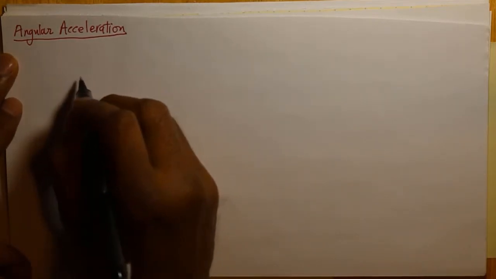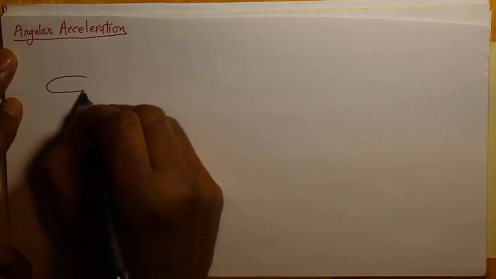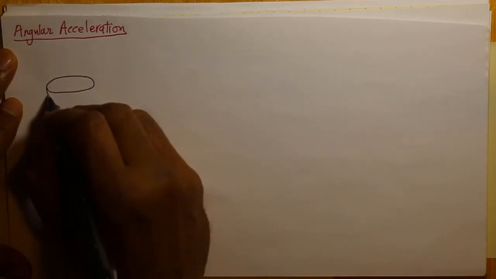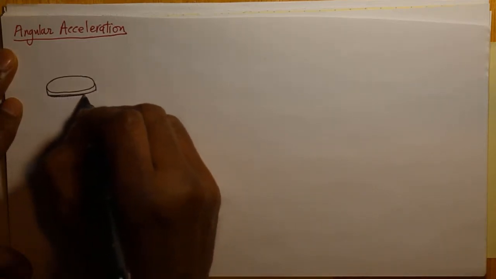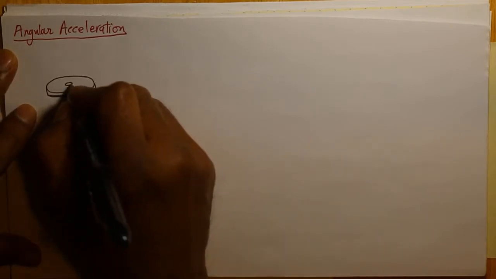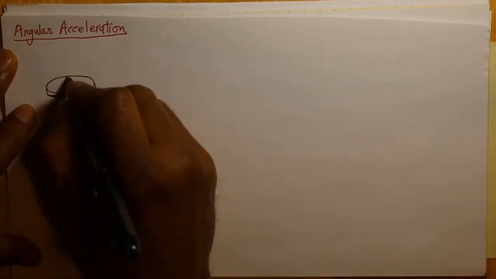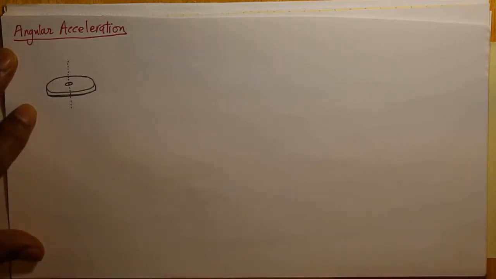So here is an example we're working with. It's a simple example of a rotating disk. It has a hole in the middle, and there is some pin or peg, and it's rotating about that. Well, we can look at that.